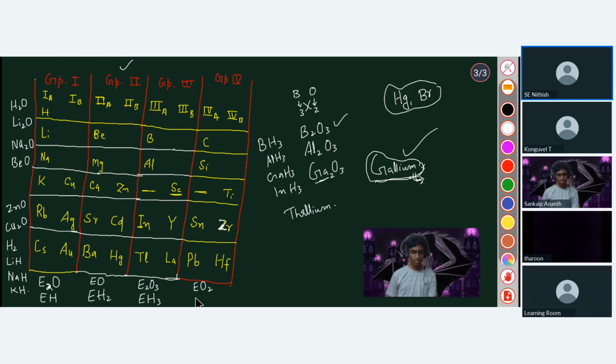EO2 and EH4. First, tell me that of the oxide formula. So it will be CO2, carbon dioxide. SiO2, exactly. GeO2, Ge is germanium. PbO2, exactly, PbO2.